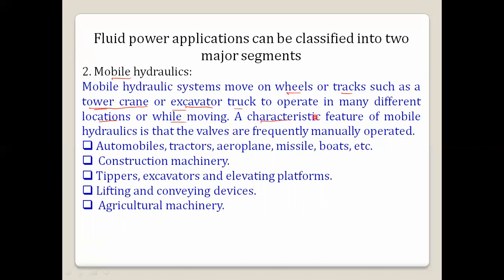A characteristic feature of mobile hydraulics is that the valves are frequently manually operated. Mainly this is used in construction equipment such as backhoe loaders and cranes. All these are moving, so we have to use manual operation, which usually means lever operation. You have seen that in backhoe loaders, bulldozers and so on. Examples are automobiles, tractors, aeroplanes, missiles, boats. All these use mobile hydraulics.